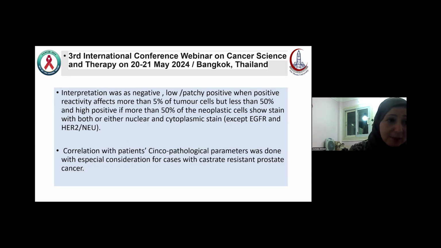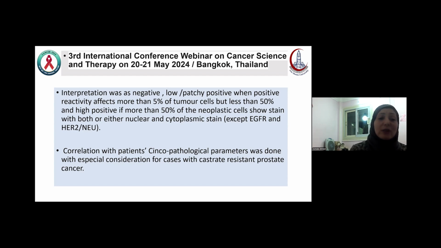This was done with a control group. Then the interpretation of the results was as follows. Negative: there is no expression of this marker, or less than 5% expression. Low expression or patchy if less than 50% of the tumor cells express this marker, and high expression if more than 50% of the tumor cells express this marker. There is of course an exception, which was EGFR and HER2-NEU, because according to ASCO and CAP, HER2-NEU should be more than 10% of the cells with complete strong membranous stain, and for EGFR, more than 10% of the neoplastic cells show cell membrane and cytoplasmic stain.